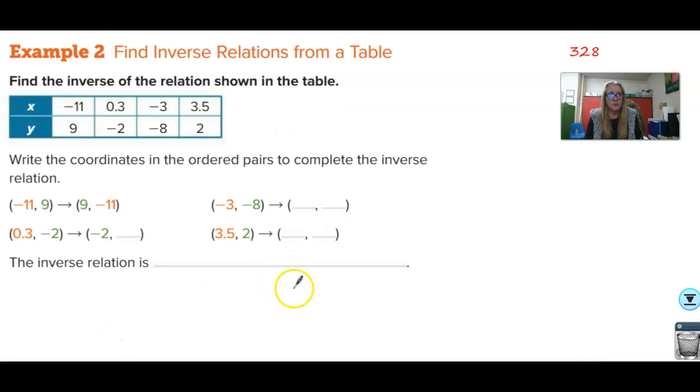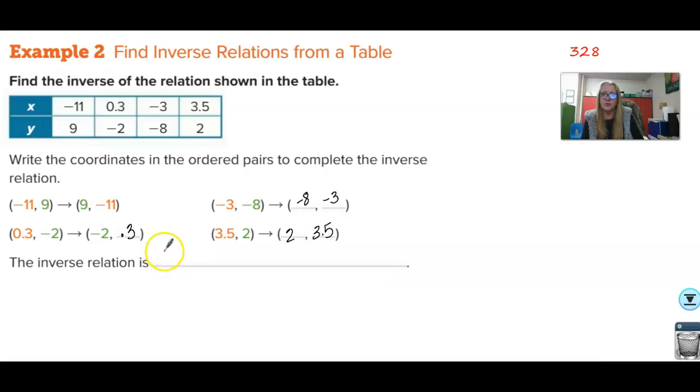They're going to give you a table and ask you to find the inverse. Well, these are just xy pairs. This is the pair (-11, 9), which they've written here. The inverse would be (9, -11). They took all these points out of the table, wrote them as xy pairs, and then we're being tasked to write the inverse. (-8, -3), and (2, 3.5).